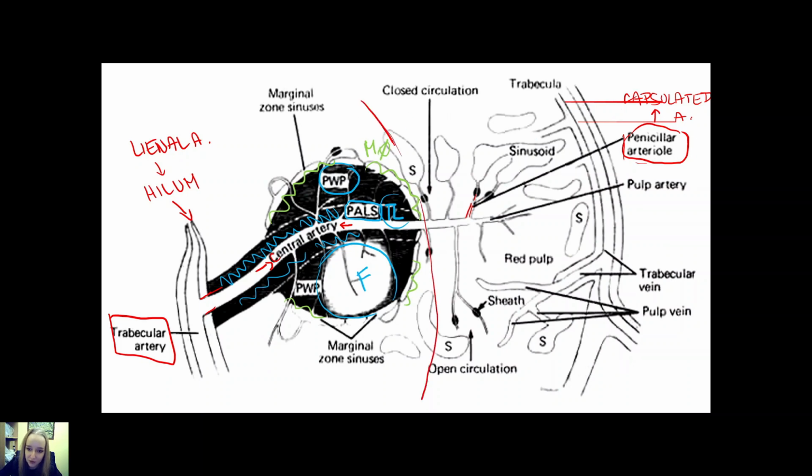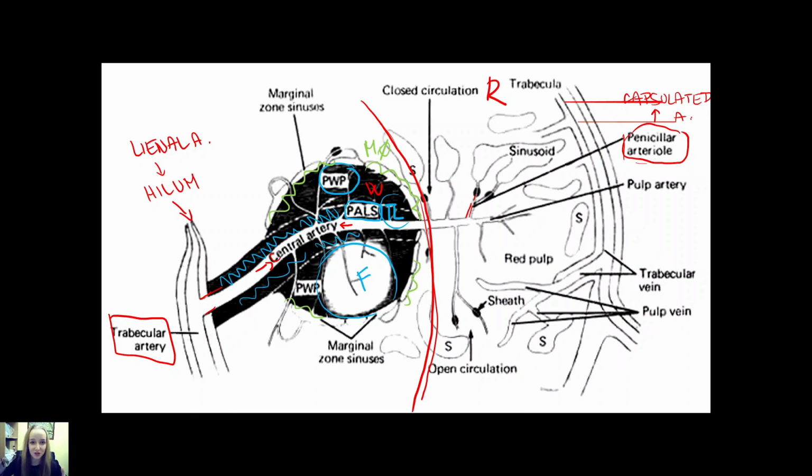So I will do this section over here. This is the red pulp, and here we have this lymphatic tissue over here. This is the white pulp. And red pulp contains a lot of sinuses and capillaries. And we somehow need to get this blood from the central artery to the venous sinuses over here and to the venous system and trabecular vein that is inside the trabecule and outside of the spleen into the portal system.